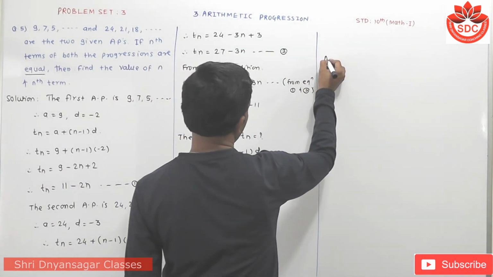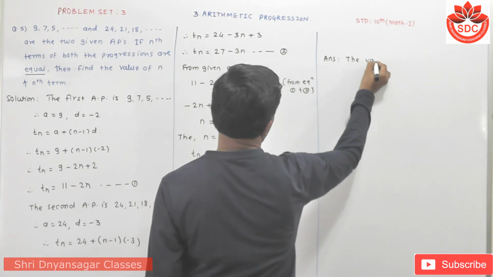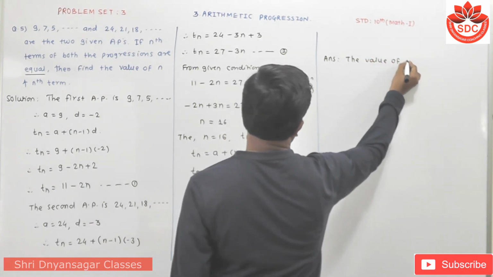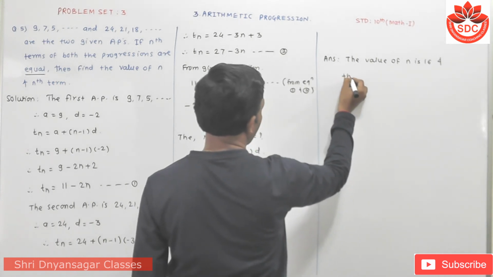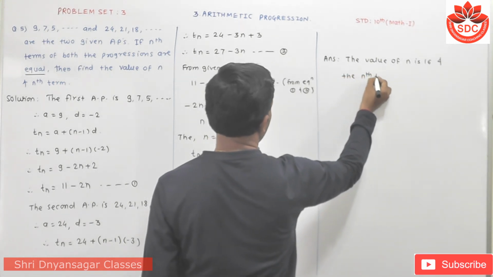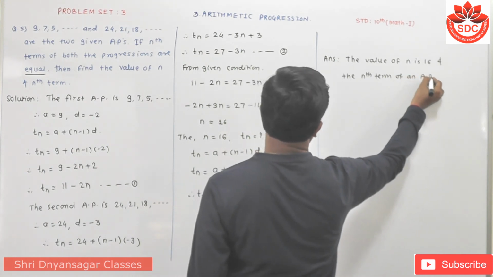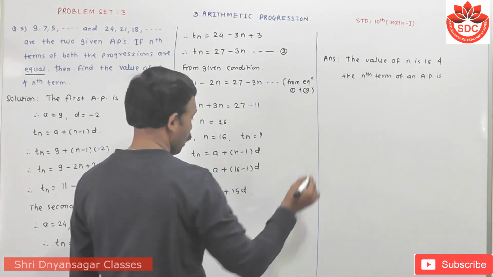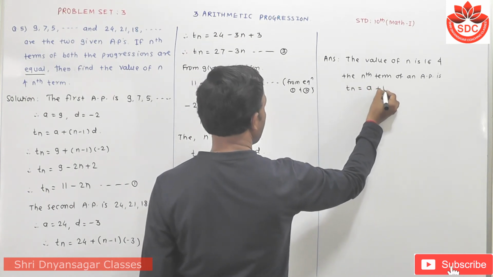Therefore the answer in full sentence is: the value of n is 16 and the nth term of an AP is Tn is equal to a plus 15d.